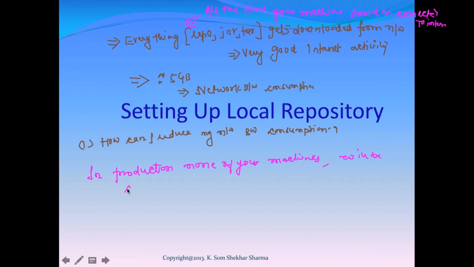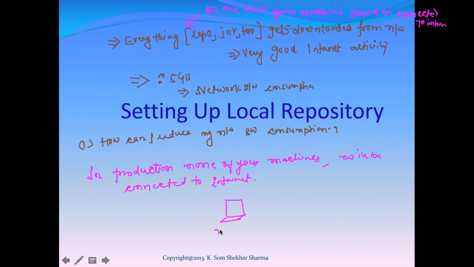In that case, how will you do this installation? How will you do the upgrade, if some upgrade is required? So in that case, you have to do this local repository setup. But the machine where you are doing the local repository setup should be connected to the internet, because from the internet only you are going to download the repositories.